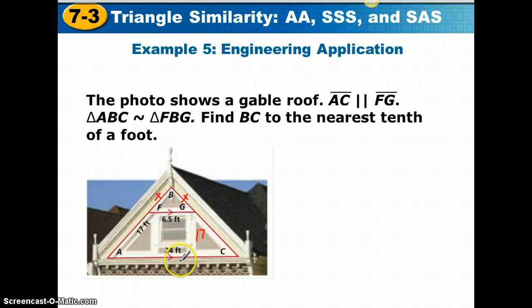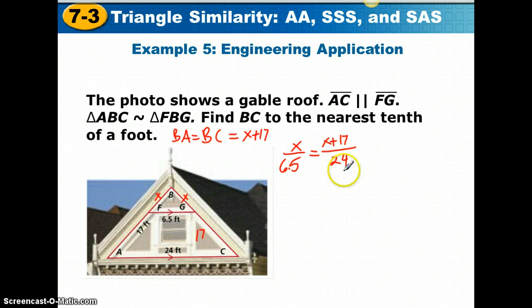So here's how we're going to set that up. Remember that in similar triangles, side lengths are proportional. So we can say that x over 6.5 equals the same corresponding side of triangle ABC, which would be x plus 17 over 24. Remember, in finding BA, we will find BC. Both of those would be equal to x plus 17. So I need to find out what x plus 17 is. So in order to do that, I'm going to find out what x is.